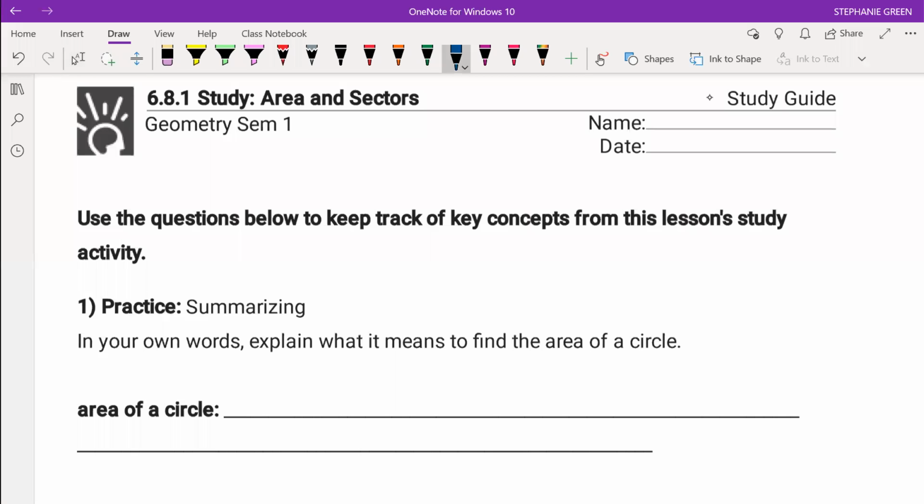All right, so we've made it to the very last section that we need to do this semester. 6.8 is on the area of circles and sectors, which we have not talked about yet. So the area of a circle is actually the number of square units it takes to fill a circle.